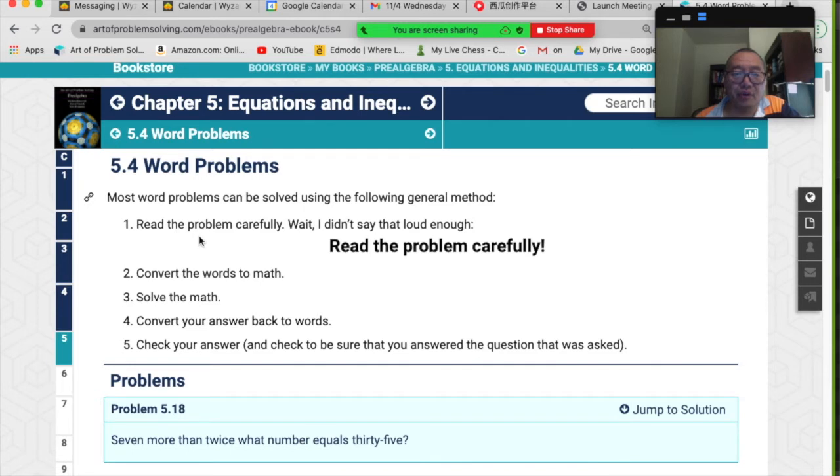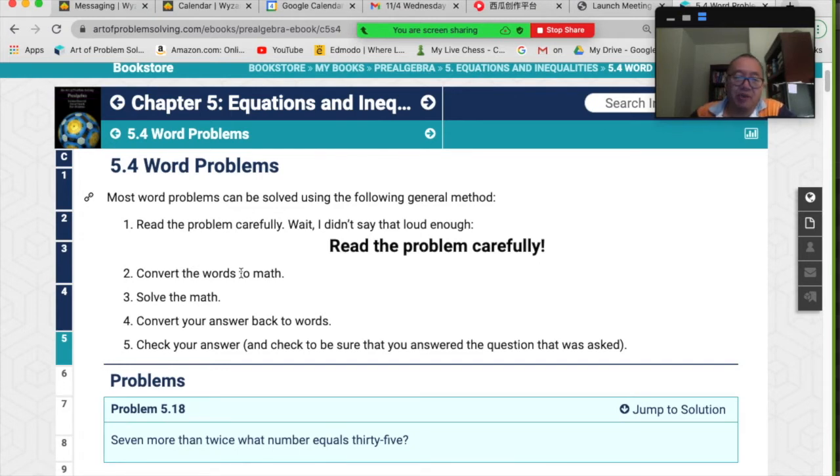First, read the problem carefully. Wait, I did not say that loud enough. Read the problem carefully, okay? So this one is the most important thing you need to do first. Two, convert the words to math. Three, solve the math. So when you convert words to math, that means you need to set up an equation. So we are solving an algebra problem.